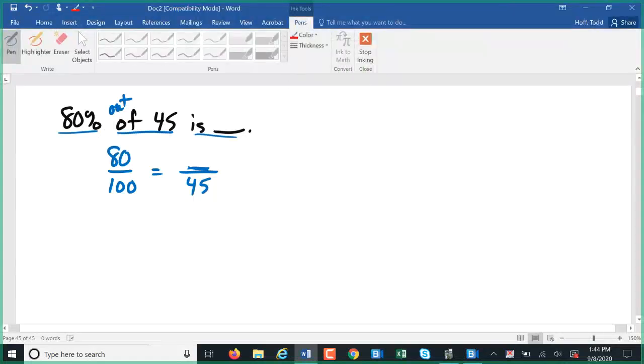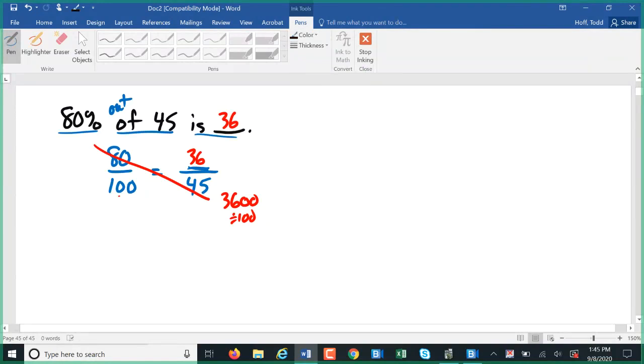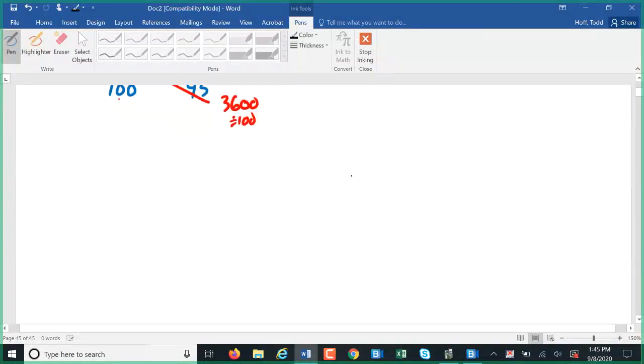Now again, it's simply cross, multiply, and divide. 80 times 45 is 3,600. And we divide by the 100, giving us 36. 80% of 45 is 36. Well, these first three problems have all been worded slightly differently, but they've had the same missing component. Let's do something just a touch different here.